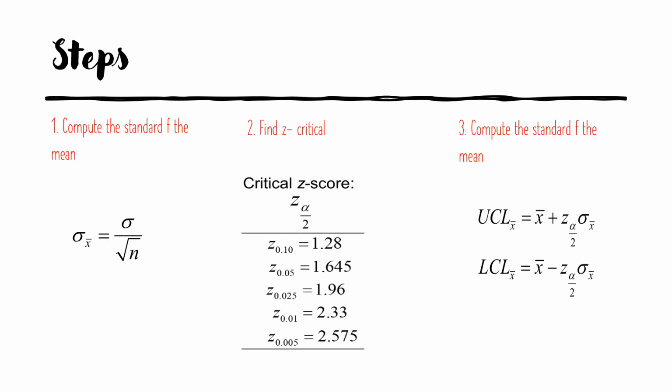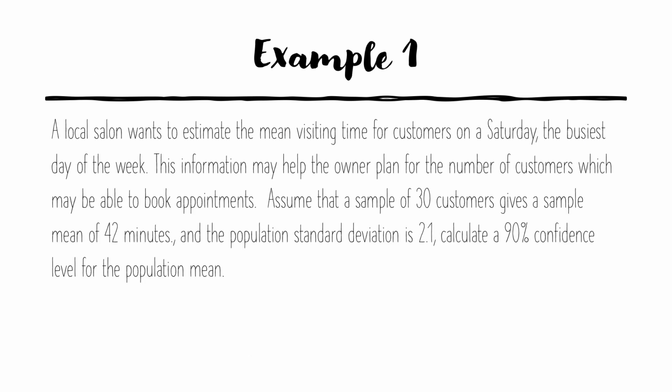Now, there are 3 steps used to calculate the confidence interval for your problems. And step 1, you are calculating the standard error of the mean, which means you're taking your standard deviation, dividing it by the square root of n. Step 2, you have to find your z-critical. And then step 3, you're going to use your upper control limit and your lower control limit formula to find your confidence levels. Here's what an example looks like.